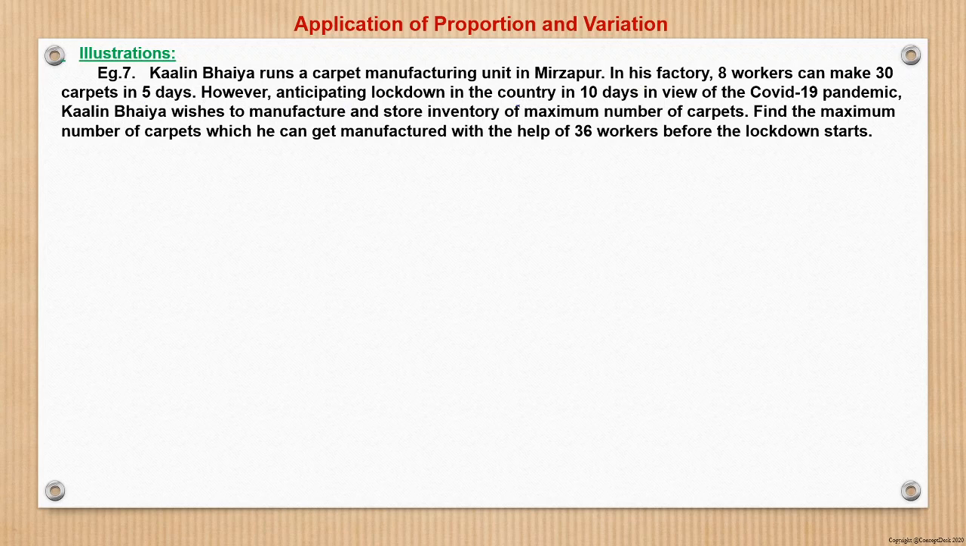However, anticipating lockdown in the country in 10 days, in view of the COVID-19 pandemic, Kalin Bhaiya wishes to manufacture and store inventory of the maximum number of carpets, right? Because he knows that in the coming 10 days the plant would be shut down because of the lockdown. So find the maximum number of carpets which he can get manufactured with the help of 36 workers. To produce the maximum number of carpets, he has sourced more workers. Earlier he had 8 workers, now he has 36 workers before the lockdown starts.